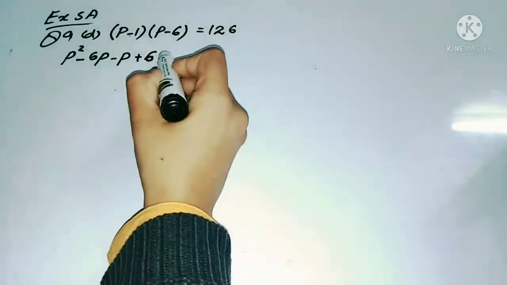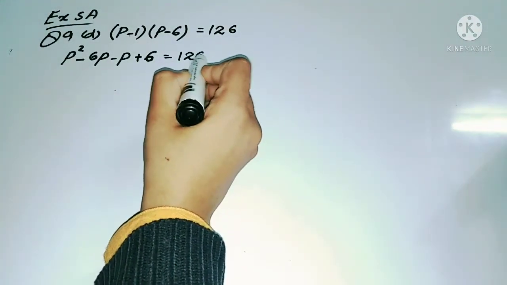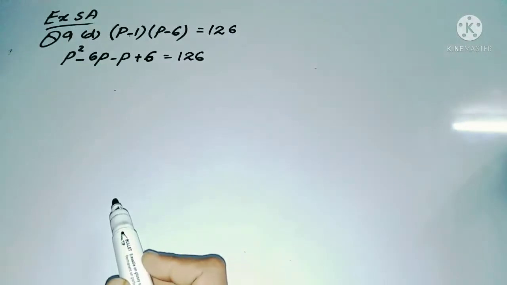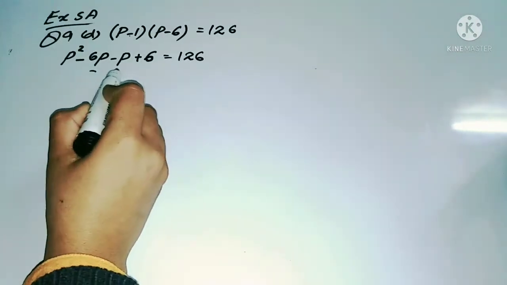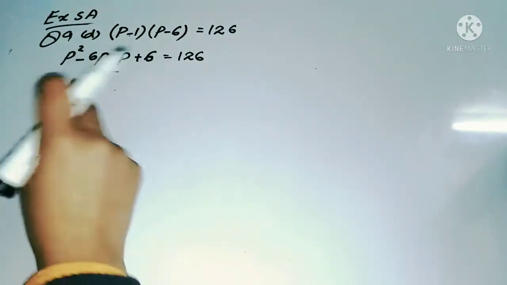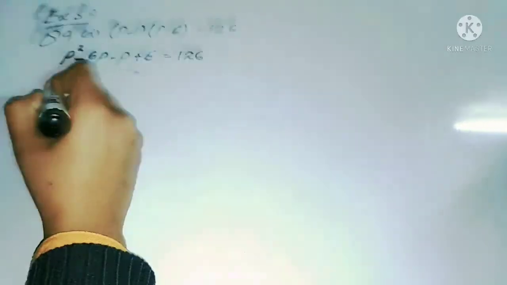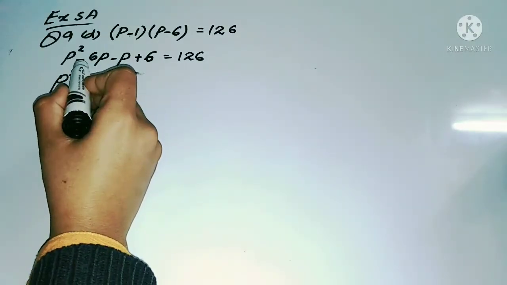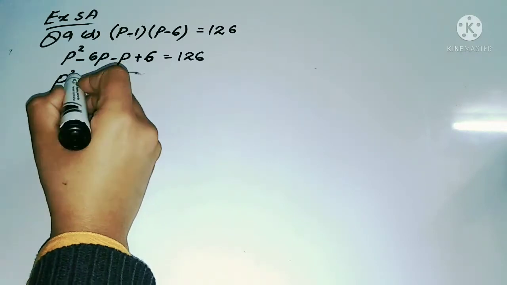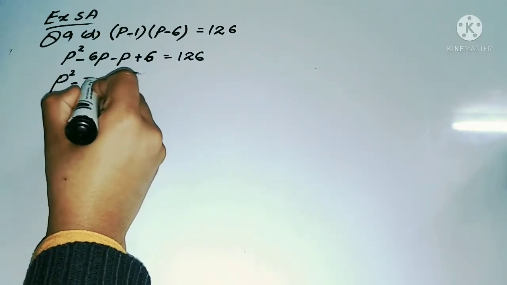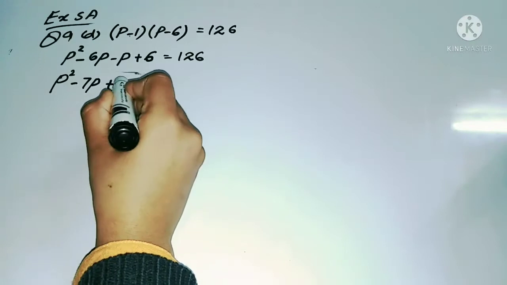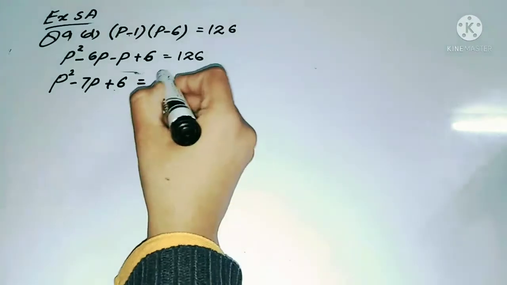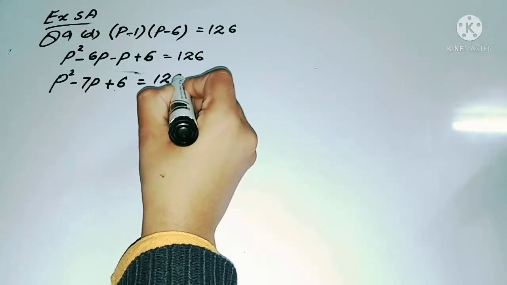Actually students, now here you will solve like terms together. As you can see, this is p and this is also p. Okay, I'm going to solve it together. Minus minus is plus, so it means that you will add 6 and 1. So 6 plus 1 is 7p. And you have to write down the sign of the bigger number, which is minus. So you write down minus 7p plus 6 is equal to 126.